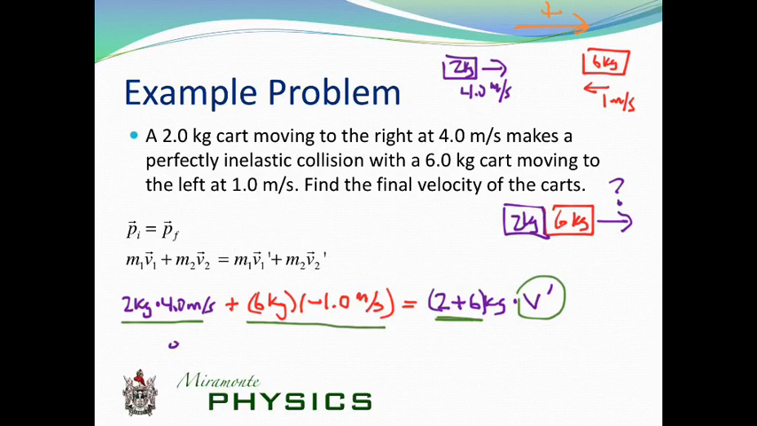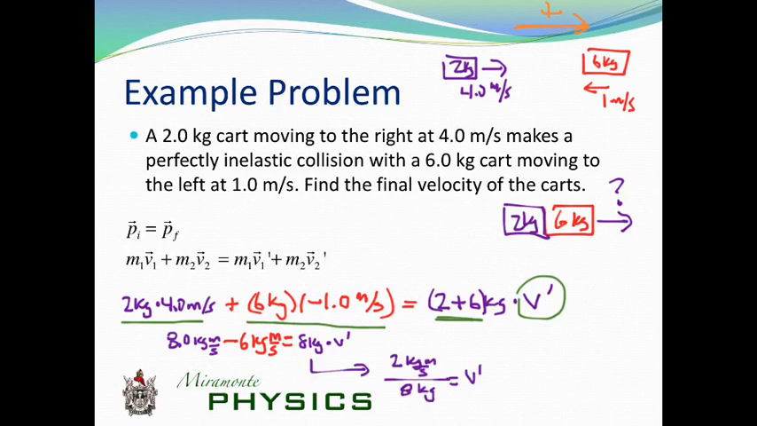Now we're just going to do the math, and we get 8 kilogram meters per second minus 6 is going to equal 8 kilograms times v prime, so 8 minus 6 is 2. And so we're going to get 2 kilogram meters per second divided by 8 kilograms, which is going to give us our final v prime of 1/4 meter per second. Okay, and that should make sense, right? Because the 6 kilogram has 6, this has 8. When they stick together, they're going to be a lot more massive. They're not going to move very fast, so they're going to go to 1/4 meter per second.